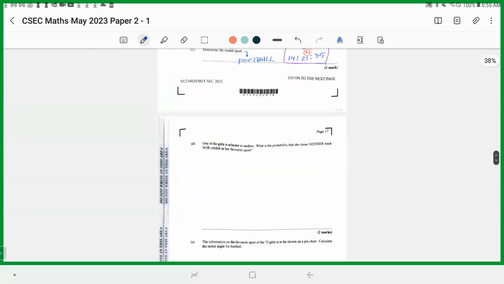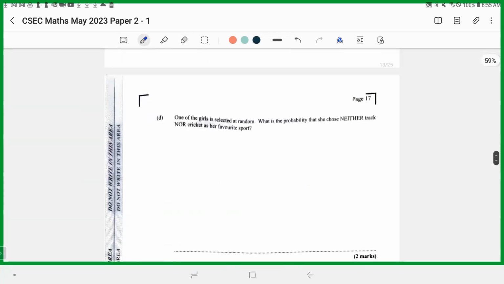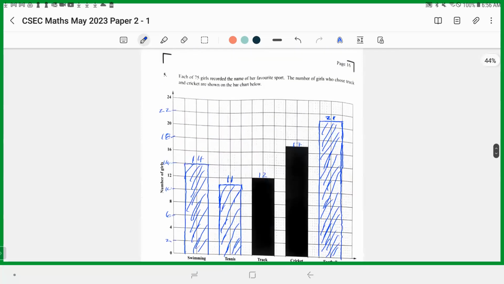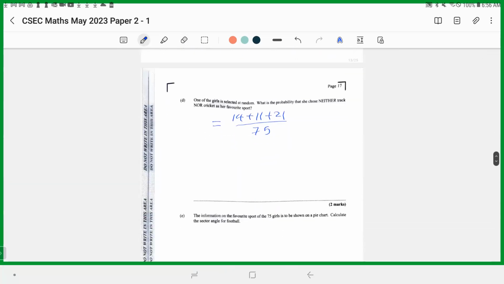14, 11, and 21. So it becomes equal to 14 plus 11 plus 21 over the total of 65 girls. No, it was 75 girls. 75 girls. Right. It's 46 over 75. That's it. 46 over 75.